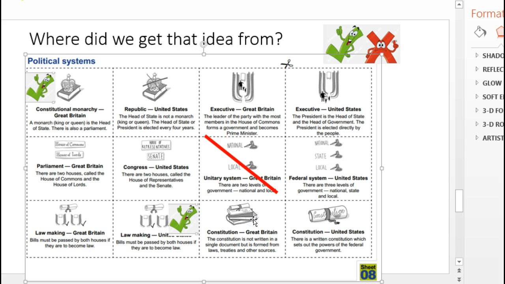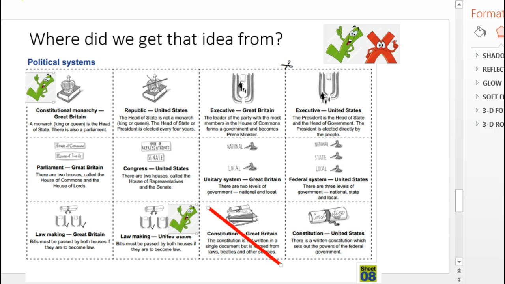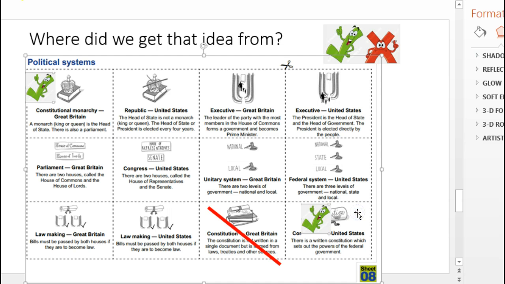Okay, looking at our Constitution. The Constitution is not written in a single document, but it is formed from laws, treaties, and other sources. That's Great Britain. America says there is a written constitution which sets out the powers of the federal government. So which one do you think is right? Is it in one document that sets out the powers and the rules for the government? Or is it a group of documents? In this case, it is not a group of documents, but yes, it is one document that outlines the rules for the federal government.